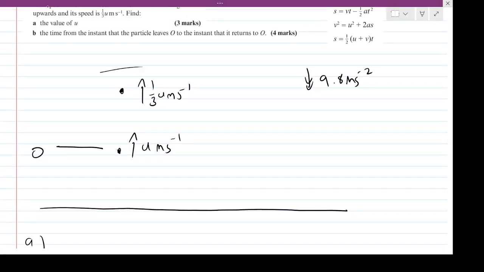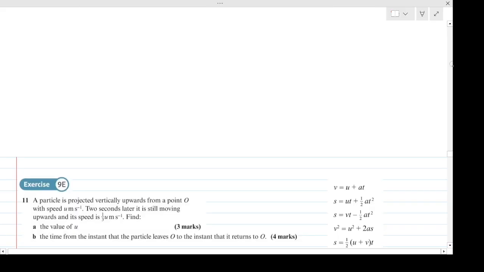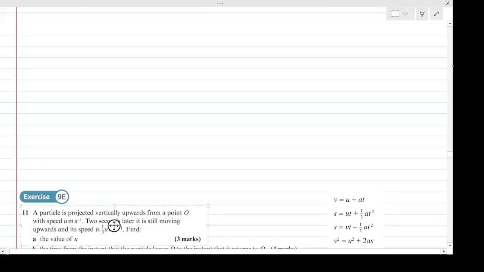So we've got this situation here. We're starting from this point with initial speed u, and then we end up with the speed of a third u. For s, I don't think I know anything about the distance, so I don't care about that. u is the initial speed. v, the final speed at this point, is a third of u. a, the acceleration: if upwards is positive, then downwards the acceleration has to be negative, so negative 9.8. And t is given, it's 2 seconds later. So 2 seconds.